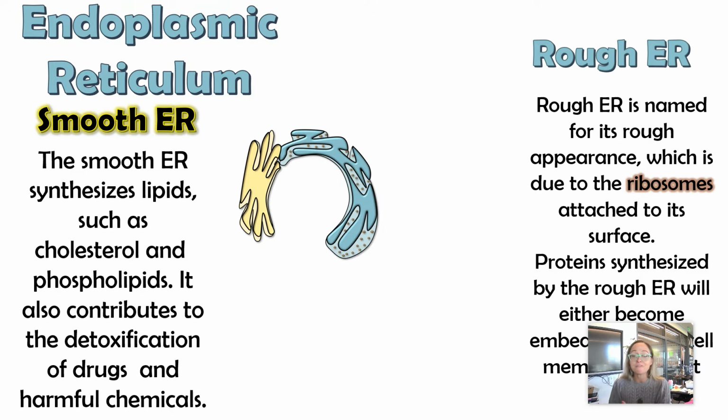Then we have the rough ER. When it was first looked at under a microscope, it looked a bit rough, and that's where it gets its name, rough ER. Why it looks rough is because it has ribosomes attached to the surface.